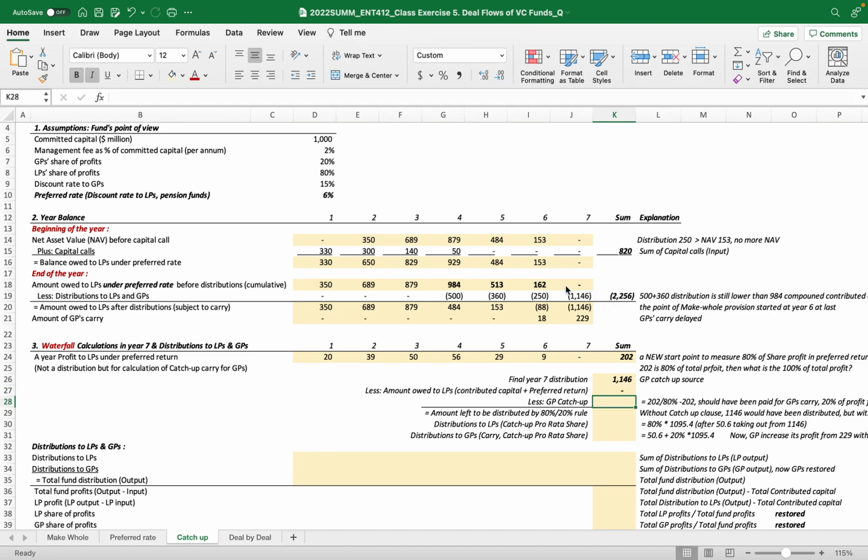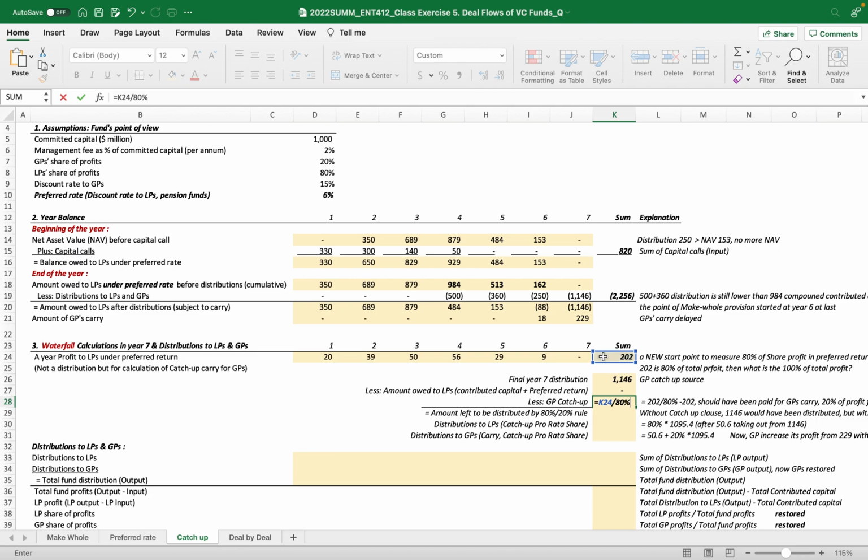And then let's do the GP catch-up. That is the point. How much can the GPs catch up from this waterfall calculation? You first must calculate the full amount. What is the full amount of the last year's profit, based on these catch-up rules? So 202 here, divided by 80%.